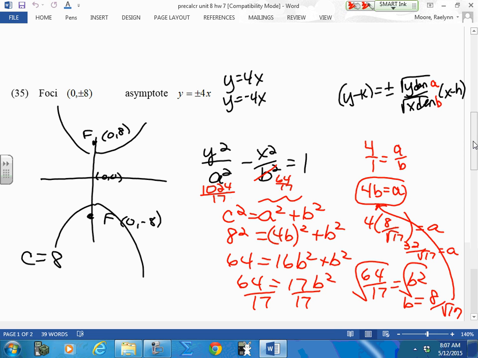So this one would be a messy one. And if you want to, you can put both 17s on top. Technically you should, but I'm okay if you leave them in the denominator. This one was a tough one. This one was a little tougher than the other ones.